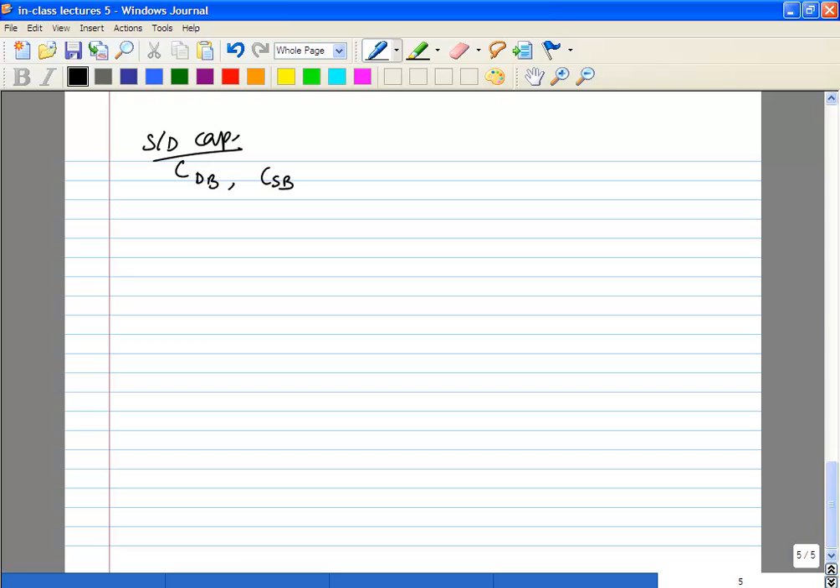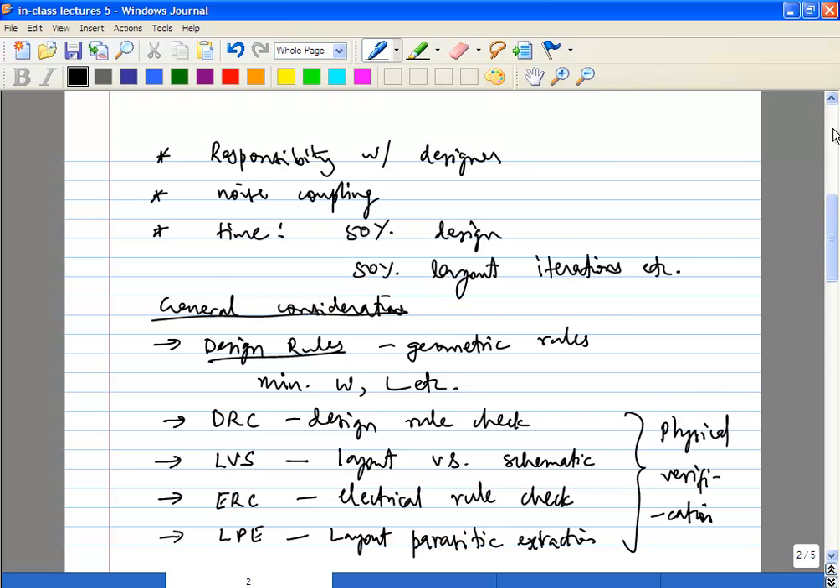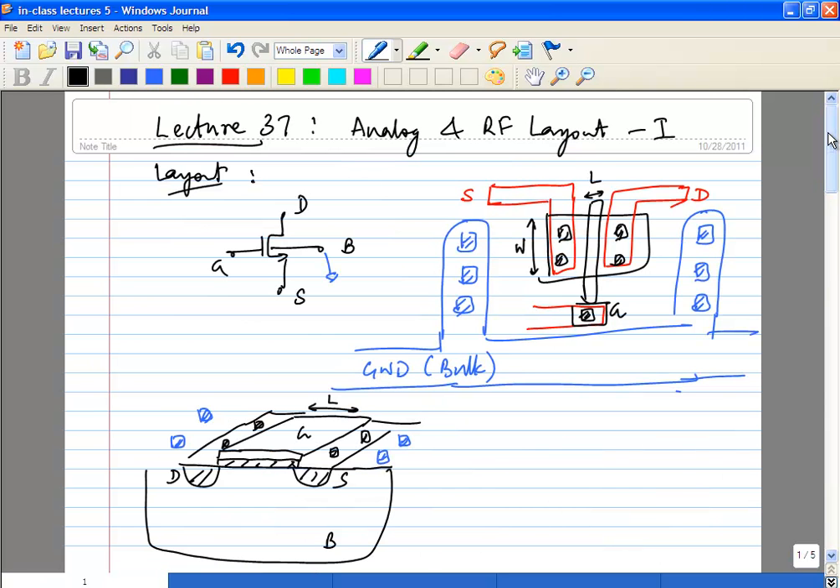Let me just use the old layout. Okay, let's look at this guy. What kind of capacitances can you think of? So obviously, if you're looking at drain to bulk, there's a capacitance here, and source bulk capacitance is here. So that is the junction capacitance, the bottom capacitance. And you also have a component on the sidewall, because it's basically like a trench, and bulk surrounds it all around. So you'll have two components.